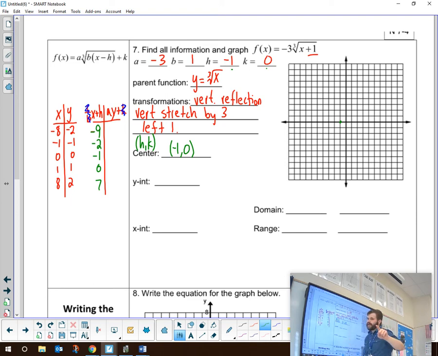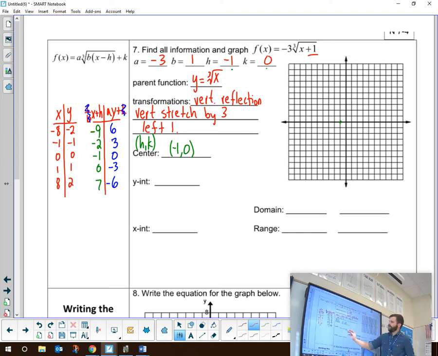So this is going to be a negative graph. So we're going to go negative 3 times each one of these. So negative 3 times negative 2 is a positive 6. Negative 1 times negative 3 is a positive 3. 0 is 0. 1 is negative 3. And 2 is negative 6. So you can see my points here that I'm going to graph.